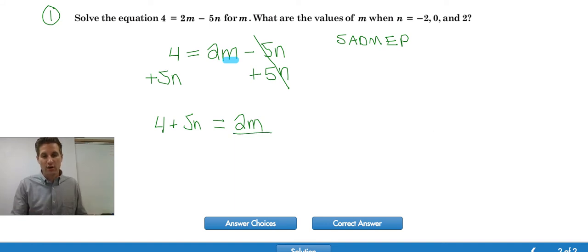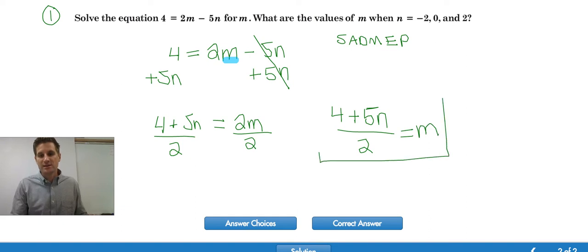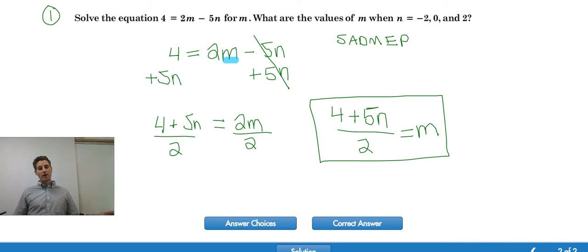Then next we're going to divide by 2. And we get 4 plus 5n over 2 equals m. And this is a literal equation. So we had more than one variable, and we were able to solve for one of the variables, in this case m, in terms of the other variable, which was n.